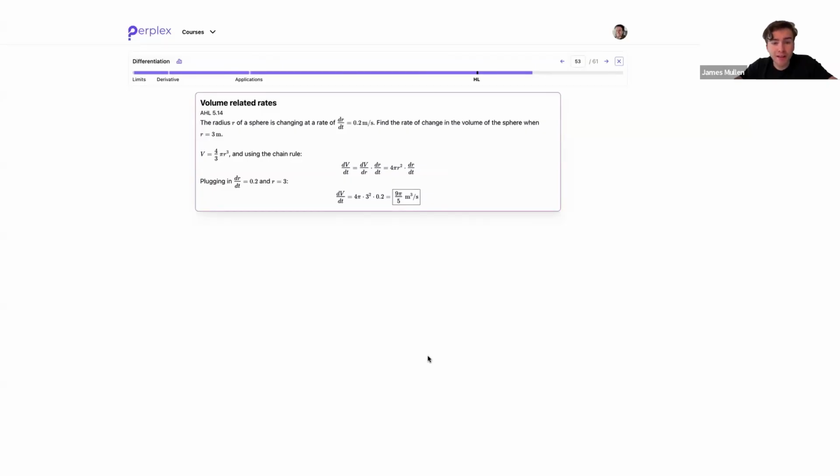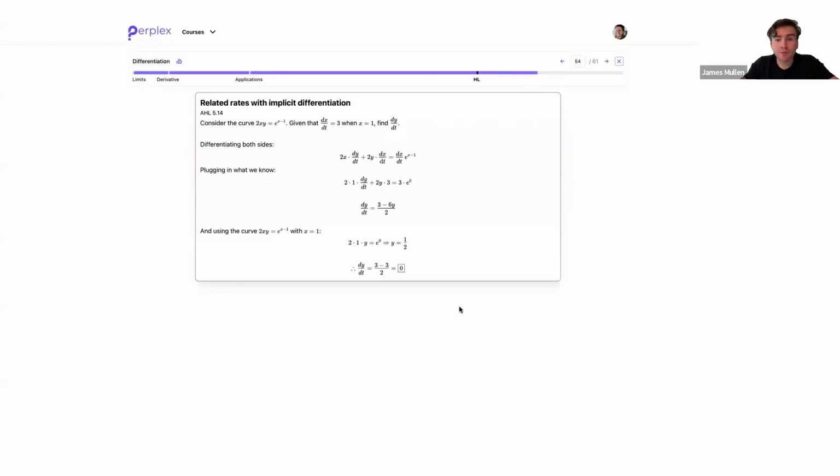And I know that dr/dt is equal to 0.2 and r is equal to 3, so I plug those in. I get 4 pi times 3 squared times 0.2. That's 9 pi over 5, and my units are meters cubed per second. It's very important that you put the units or you won't get the answer point.